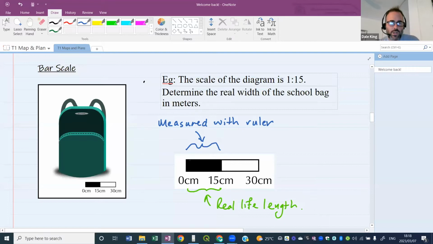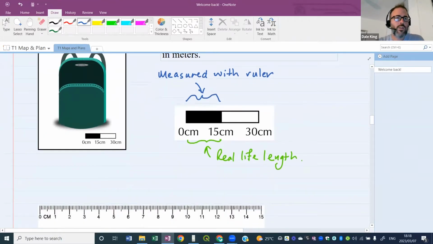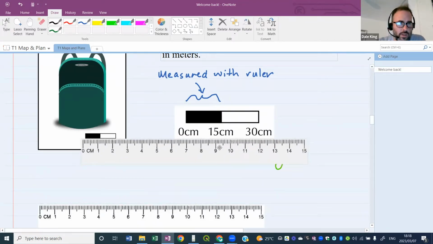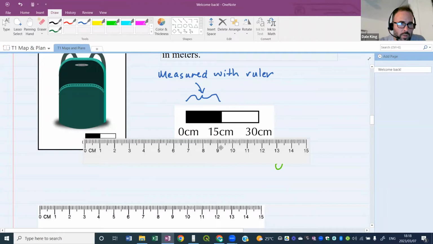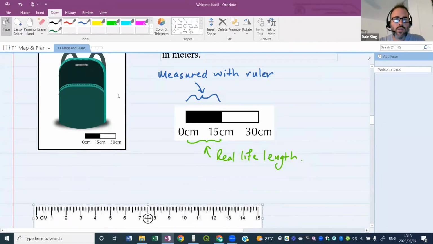So what we're going to do is measure this first portion of the bar on our diagram and see what it is. Here's my ruler again. If I take my ruler and go up to my bar, I don't know if you guys can see that, but that first portion of the bar, that black portion, is exactly 1 centimeter. So to interpret this, 1 centimeter, this portion here, is exactly 15 centimeters in the real world. So the top part is the ruler measurement and the bottom numbers are the real life measurements.